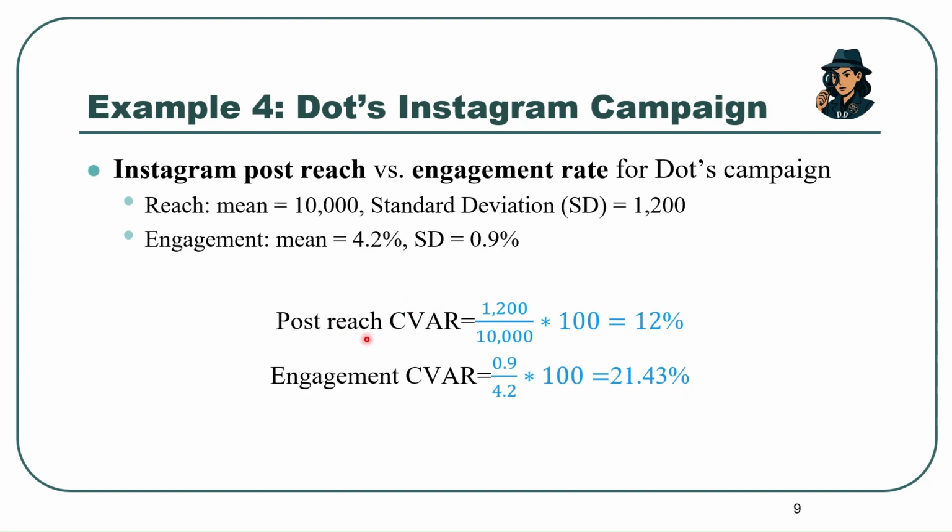So the first variable, the post reach, has a low CVAR, which means that Dot's posts consistently reached a wide audience, but engagement rate has a much higher CVAR, meaning the reaction was unpredictable. Some posts sparked while others faded. So while Dot's reach was steady, engagement was scattered. The CVAR helps us spot that inconsistency.